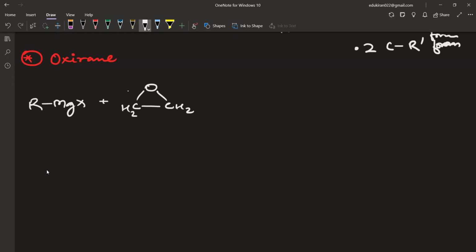Now this carbon will have delta positive. This oxygen will have delta negative. This R will have delta negative. So this R will attack on this carbon atom here like this. It's going to attack here.